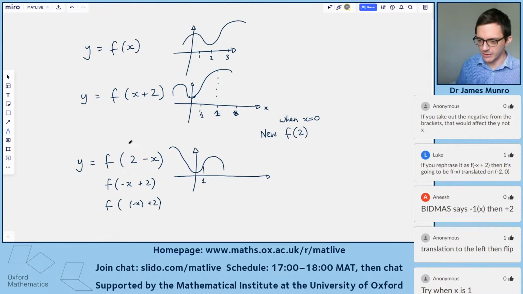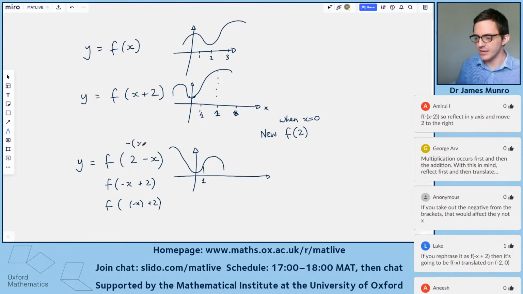Factoring out the minus 1. Yeah, I'll write it on the board. Minus x minus 2, like that. That's sort of a different thing, isn't it? Sort of do the translation and then do a translation in the opposite direction and then flip in the x-axis. I guess that works as well.